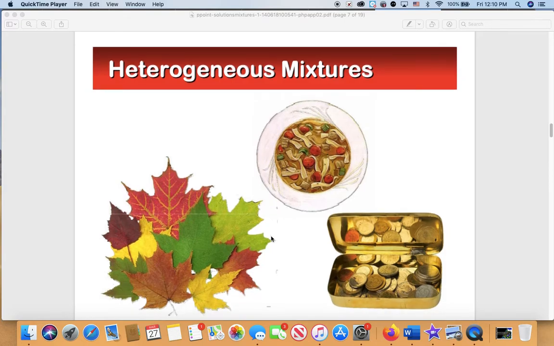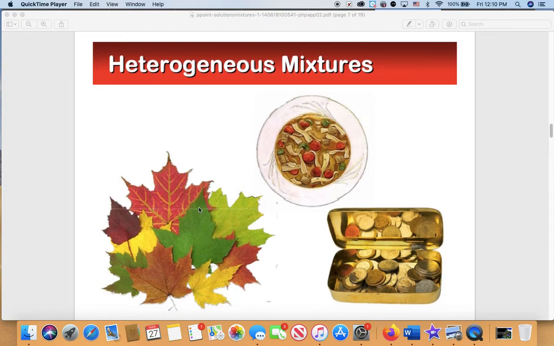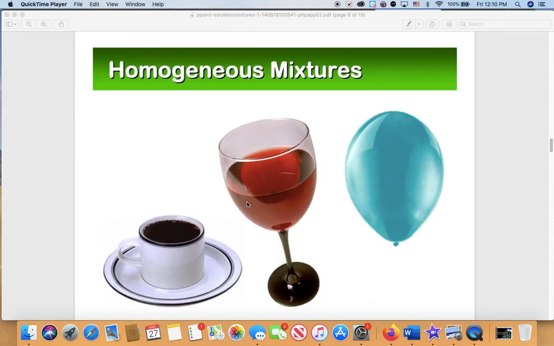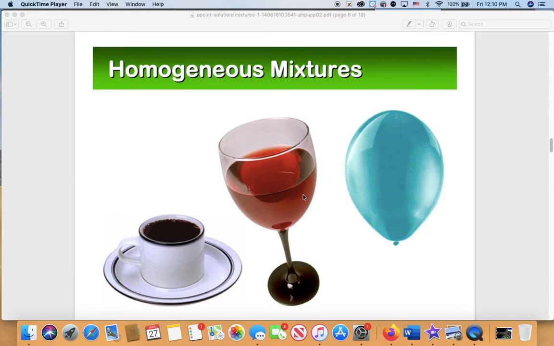So here's some heterogeneous mixtures, so you can see the different types of leaves, different things in soup. Whereas homogeneous mixtures just all kind of appear to be the same thing.